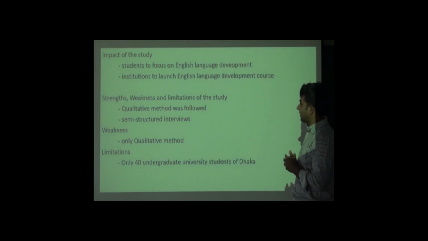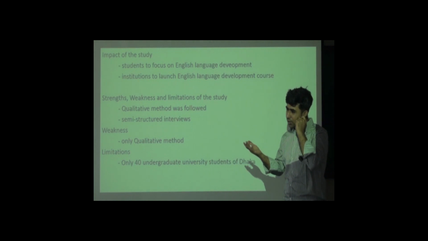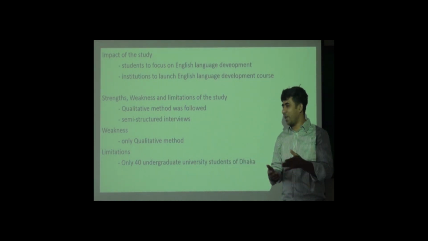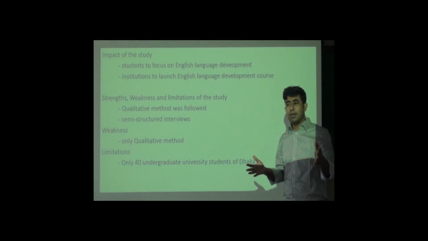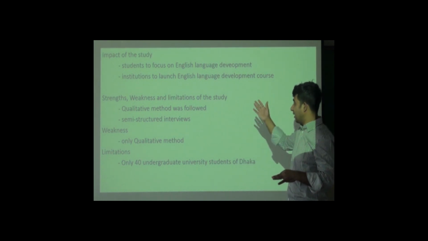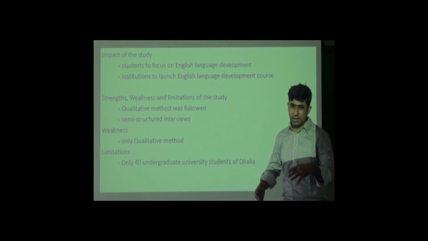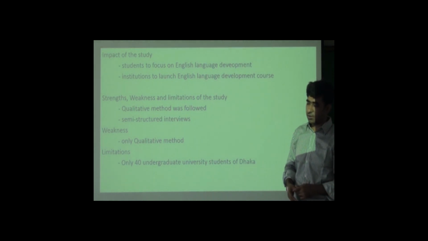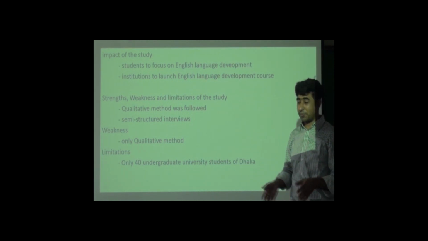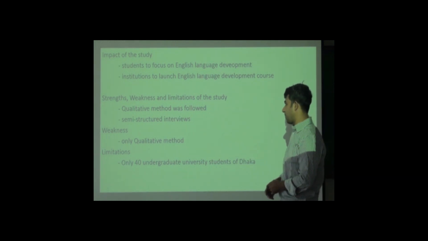What I think is that institutions should launch English language development courses, because as it shows, many of the students were found to be weak in English. So in this case, it is always good for universities if they launch English language development courses side by side with their university courses, and they should make them mandatory on campus, so that everyone develops their English, because it helps in their education and, at the same time, later in life in jobs.